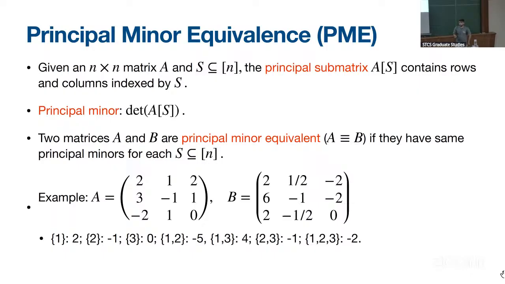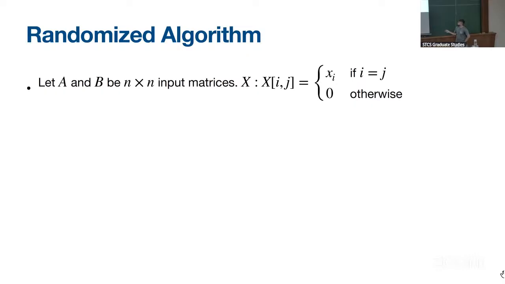So now the goal is to decide whether these two matrices are principal minor equivalent or not. For this problem, there exists an efficient randomized algorithm, and in this slide, I will explain what this algorithm is. Suppose A and B are our input matrices, and X is a diagonal matrix of the same dimension, and its diagonal entries are distinct variables. So there will be n variables here. Now the claim is that these two matrices are principal minor equivalent if these two polynomials are exactly the same.